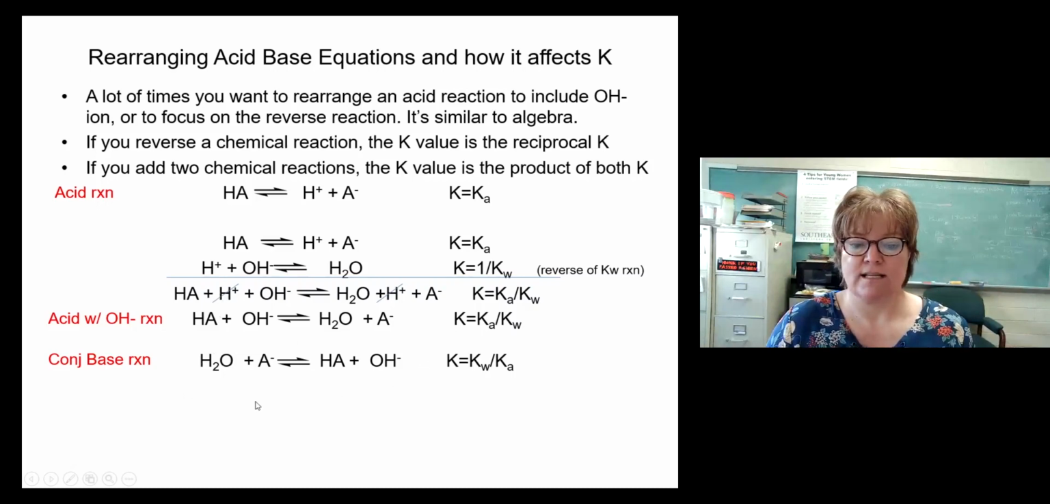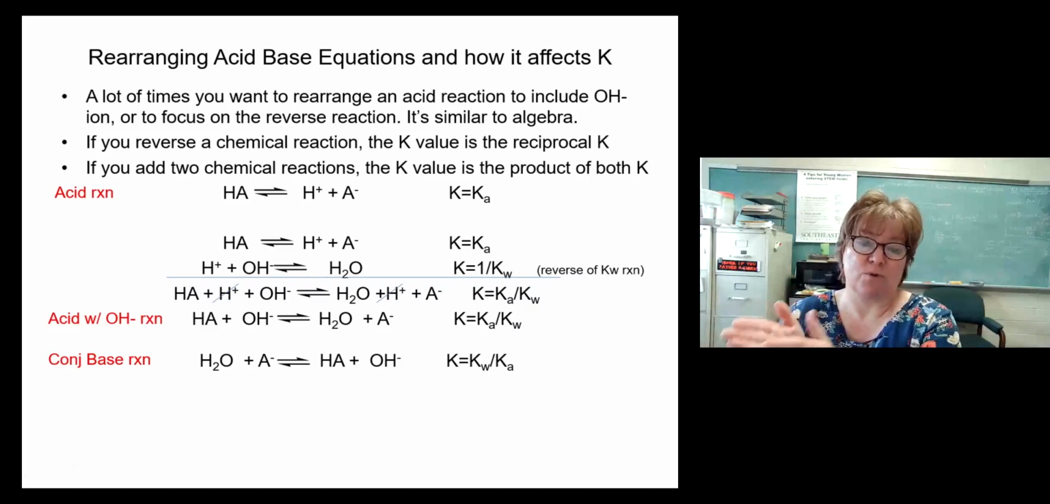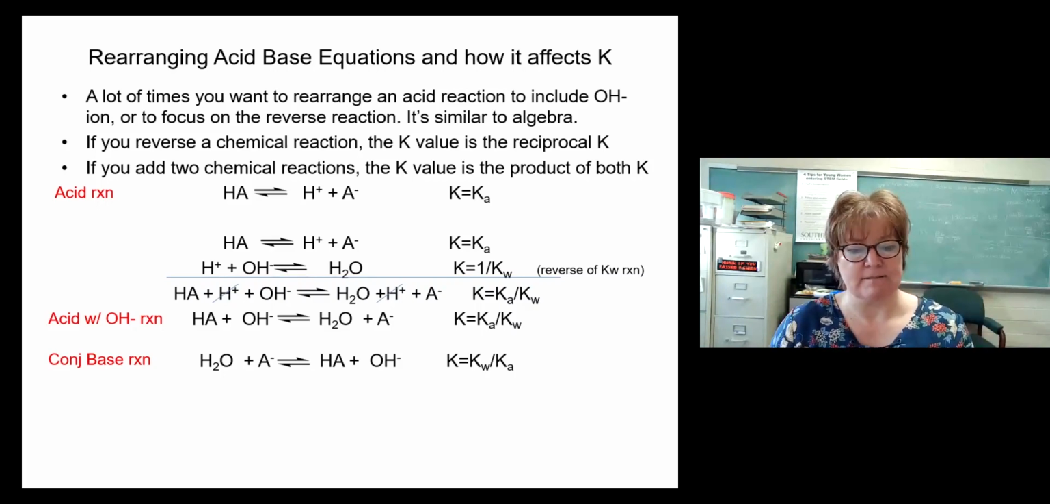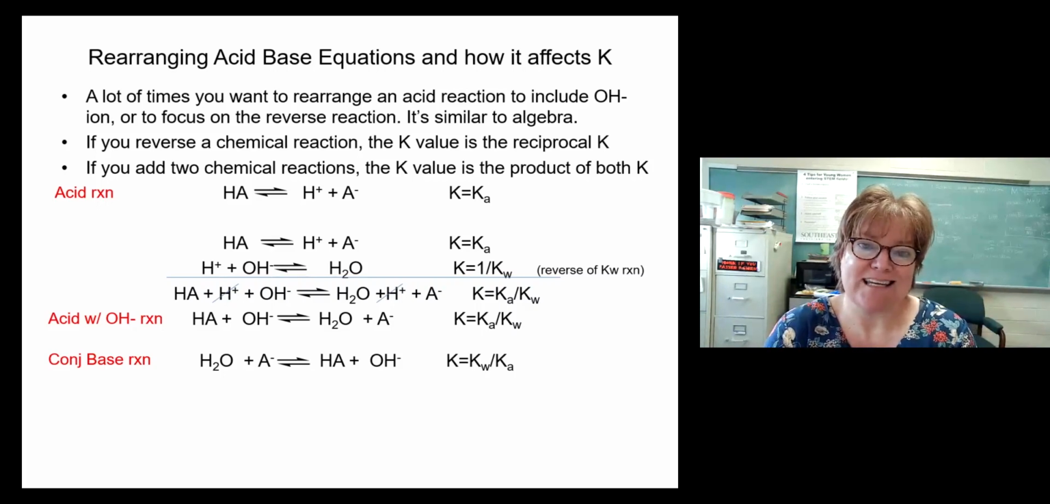So now, instead of HA reacting with water, I have the conjugate base reacting with water. And if I do all this, remember, this is 1 over Kw because it's the reverse reaction, and if I follow through, my K is going to be Kw over Ka. So sometimes I need the Kb of the conjugate base of a weak acid.